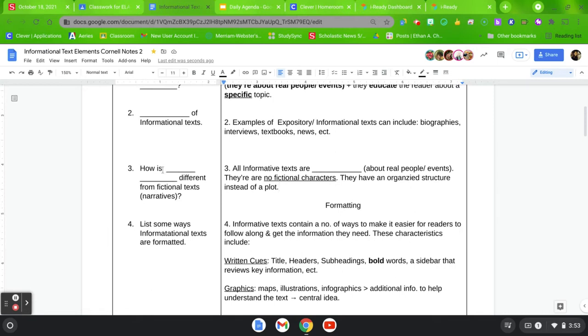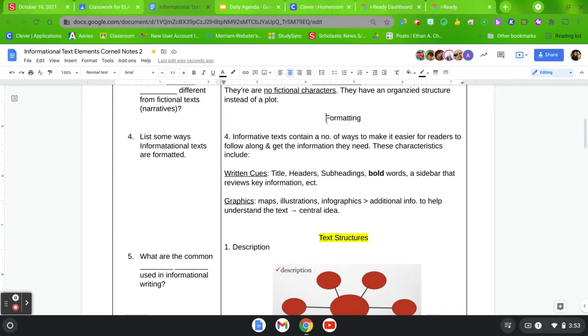So how is informational text different from fictional text? They're both texts, we read them both, but in informational texts the objective is to give information. In fictional texts, typically they're writing to entertain, and they're writing about make-believe.